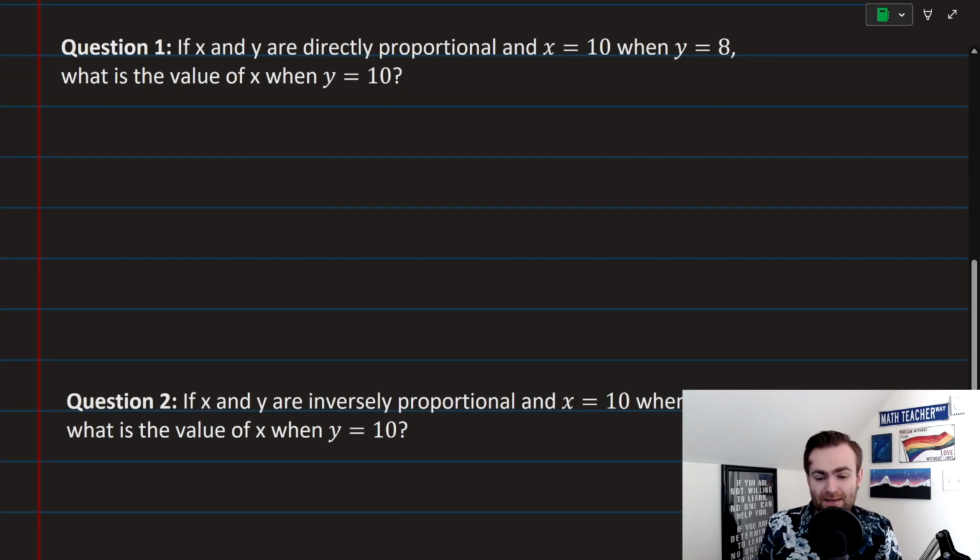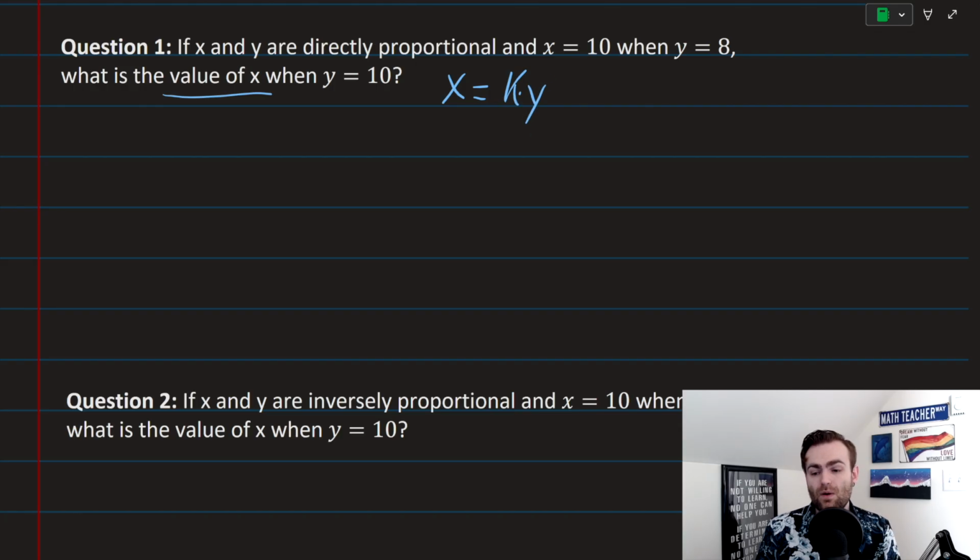Question 1 asks us if x and y are directly proportional and x equals 10 when y equals 8, what is the value of x when y is 10? So first and foremost, if I look at what the question's asking me, it wants the value of x. So I'm going to set up my equation so that the x is alone. So x is equal to some k times y. To figure out what that k is, we have some reference value. We have when x is 10, y is 8. So we can find out k for this relationship.